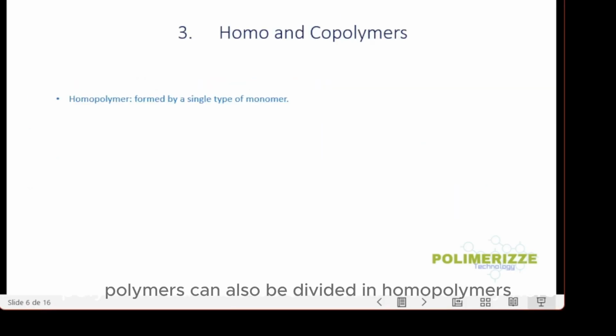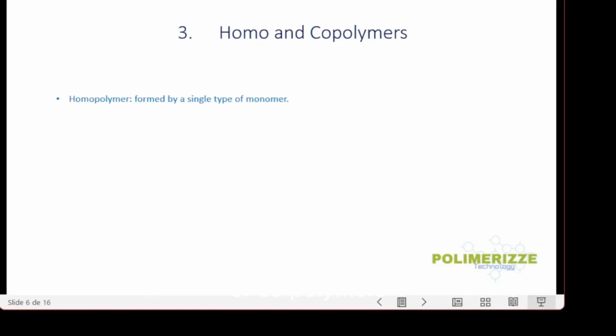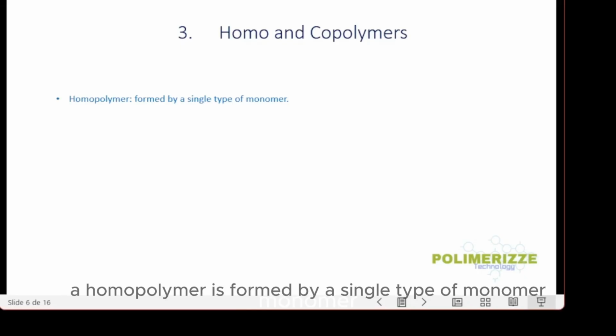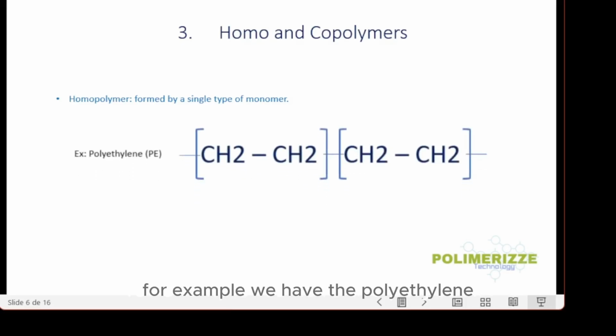Polymers can also be divided into homopolymers or copolymers. A homopolymer is formed by a single type of monomer. For example, we have polyethylene. We have the monomer of ethylene repeating itself in the entire molecule, only the ethylene.